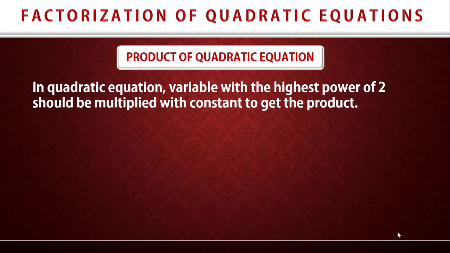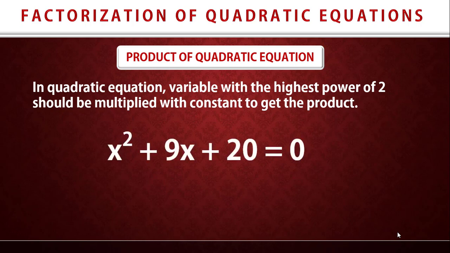Let's see an example. You have this equation s squared plus 9s plus 20 equals 0. If you look through now, the variable with the highest power of 2 is this s squared. So that means we're going to multiply this s squared with a constant. Where's the constant? That's the number that does not have any alphabet attached to it, and that is this 20. So we are multiplying. You have to take note of the sign beside it. So this is plus 20. So we are multiplying plus 20 times s squared, and our product will be plus 20s squared. I hope you get the idea.